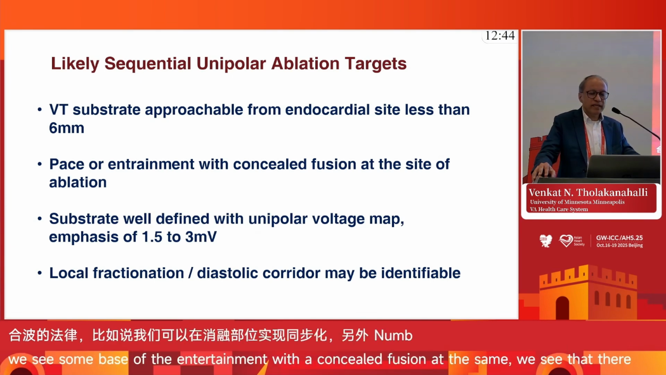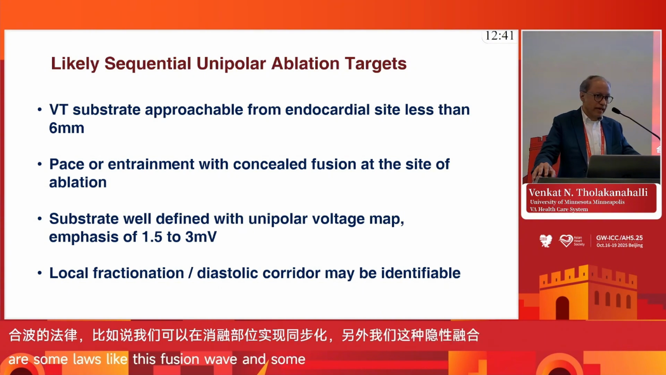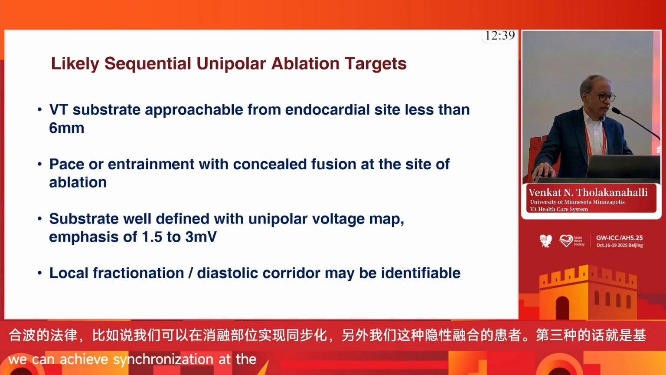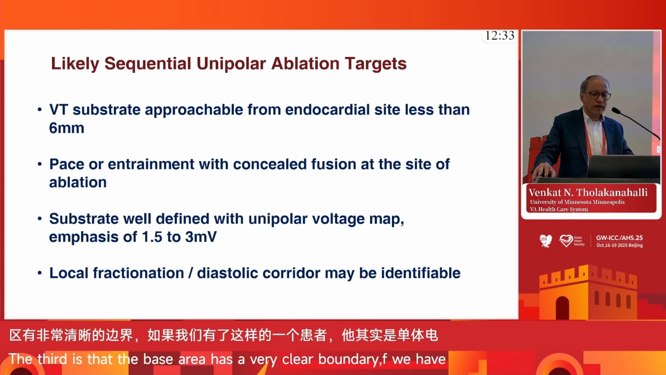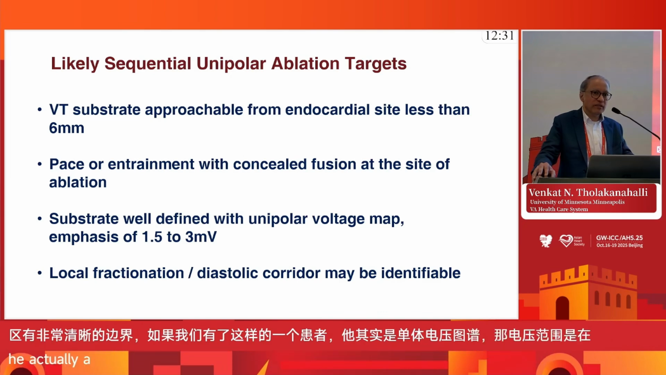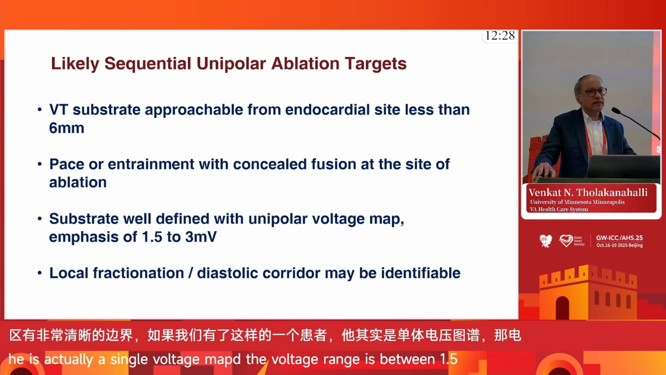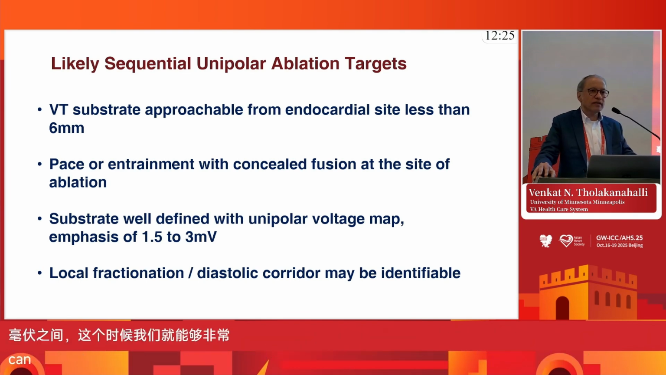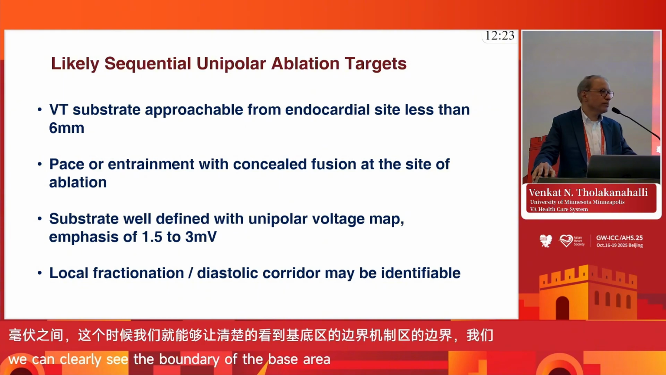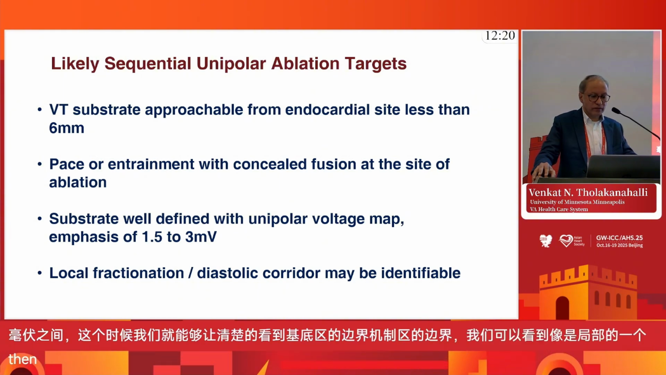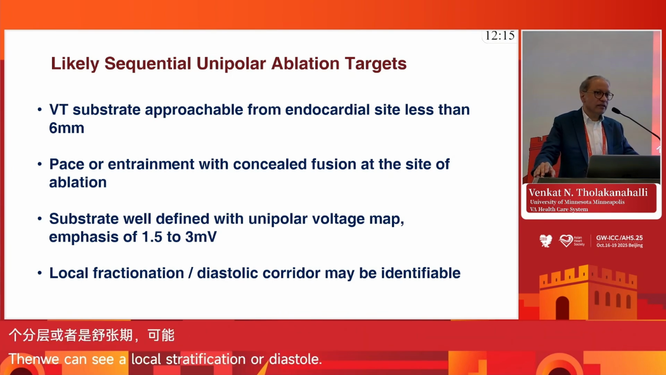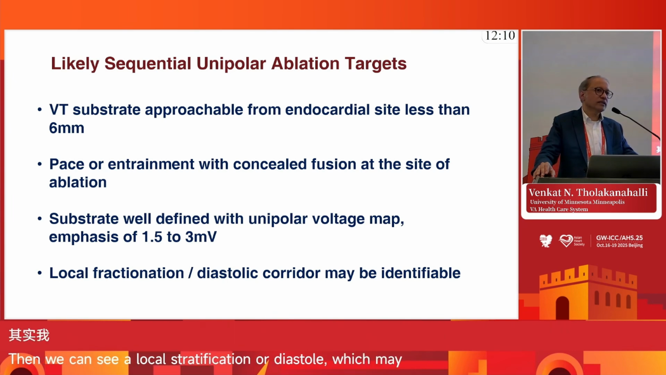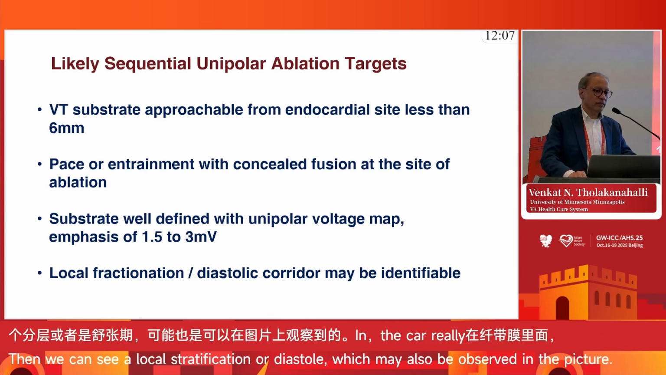Number three is the substrate. We have seen time and again, if you can approach a patient from the endocardial site, the unipolar voltage shows the emphasis. If you emphasize around 1.5 to 3 millivolts, you actually see the substrate in that particular region. So it seems like that means it's reachable. All we are dealing with in this situation is how deep you are able to achieve from the endocardial surface. The local fractionation of the diastolic corridor, if it is identifiable endocardially, also gives you an idea. The substrate is much more reachable from the endocardial target. Hence, sequential unipolar ablation can be performed.